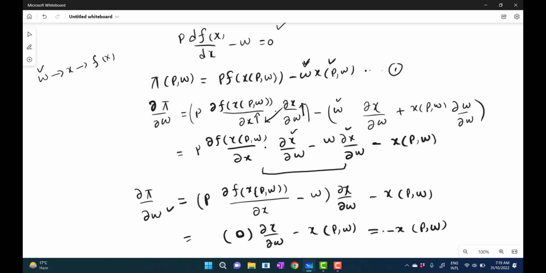This negative sign means that if the wage rate increases, that is, the price of the input increases, it will have a negative impact on the profit. It will decrease your profit. So this is how to derive the factor demand function from the profit function applying Hotelling's lemma.